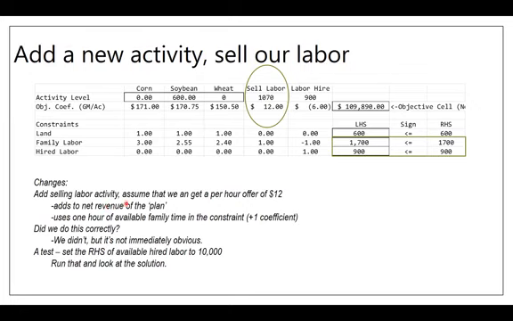So we add that selling labor activity in. We put $12 in. I just wanted it to be something bigger so that you would see it. Obviously, that's a number we would want to have a good idea on what the offers we could get would be. It adds net revenue to the plan. It uses 1 hour of available family time. We need to know if we did it correctly.